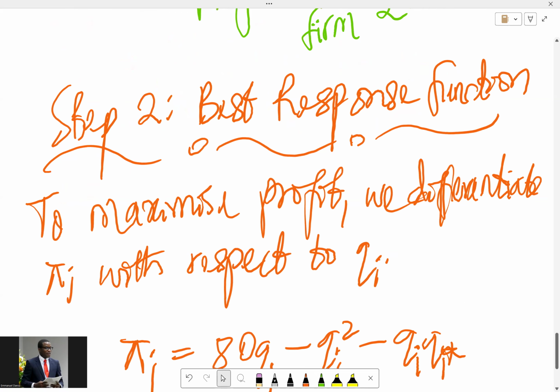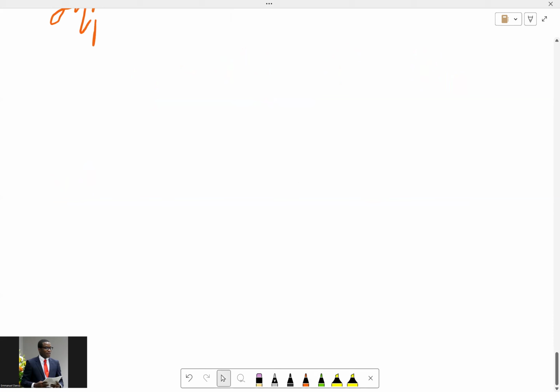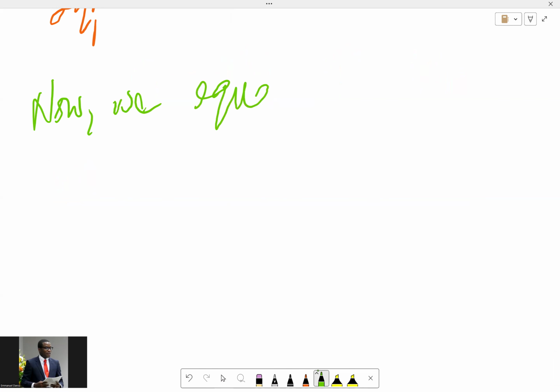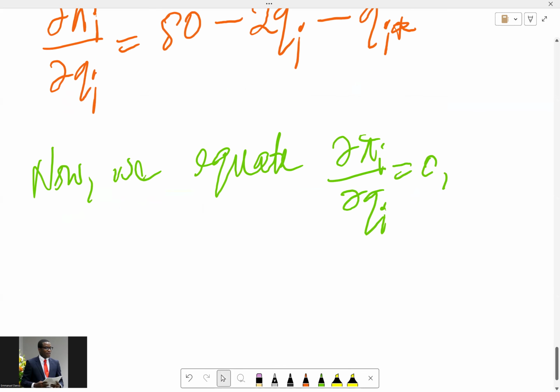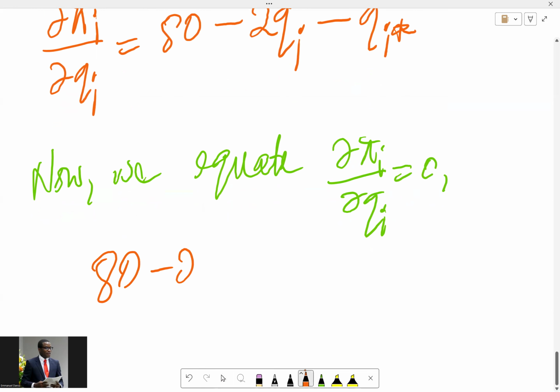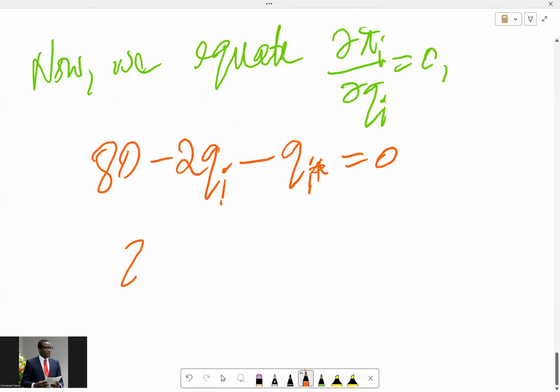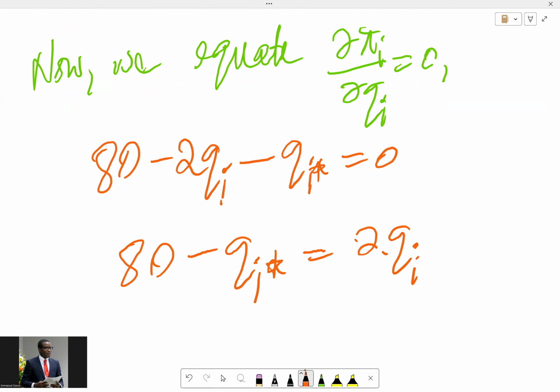To maximize profits, we differentiate pi i with respect to qi. Now we equate d pi i over d qi to 0. So what that simply means is that we have 80 minus 2qi minus qi star equals 0. So we can make qi the subject of the formula. That's 80 minus qi star equals 2qi.